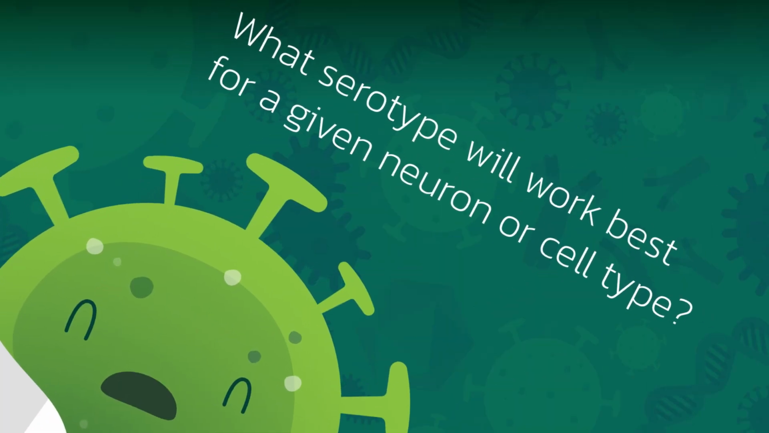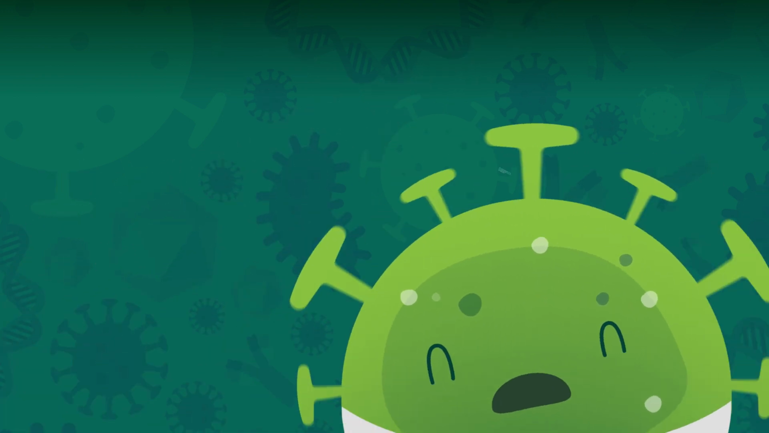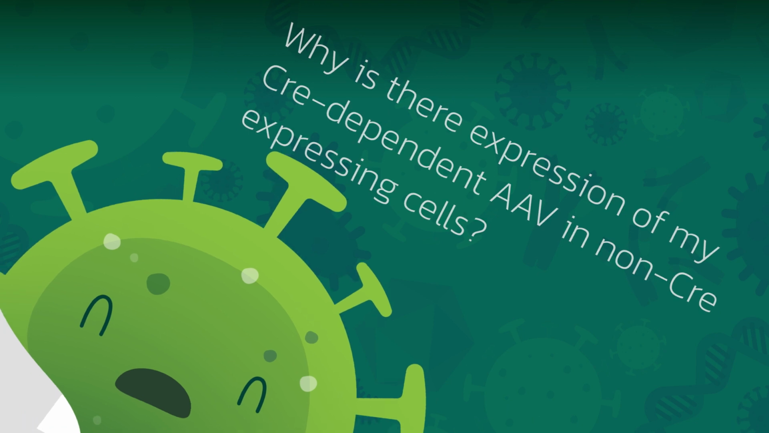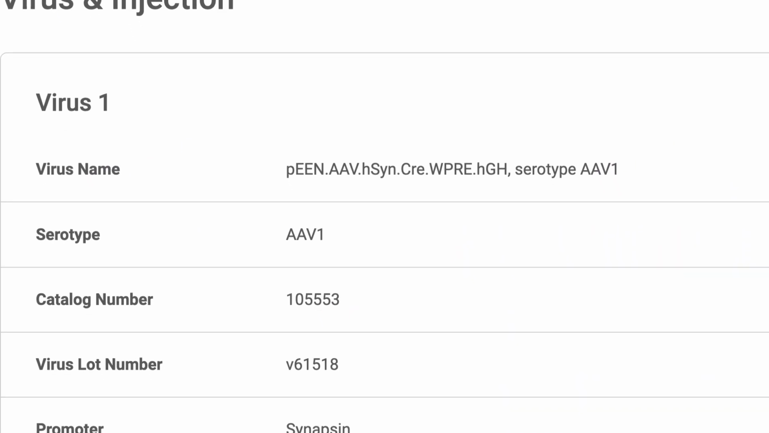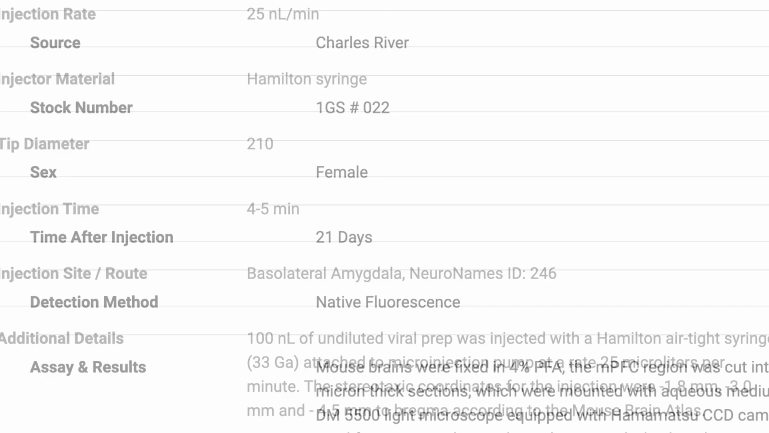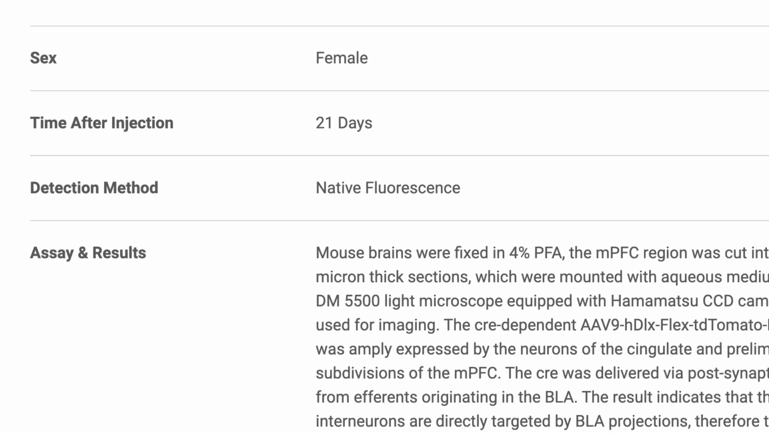Our expert scientific support team can tell you that many scientists have questions about working with AAVs, such as, what serotype will work best for a given neuron or cell type? Why am I not getting expression after injecting my AAV? Why is there expression of my Cre-dependent AAV in non-Cre expressing cells? The Data Hub allows you to find answers to these questions and more, granting access to detailed reports describing AAV experiments and helping you decide which AAV to select or what conditions to use in your experiments.